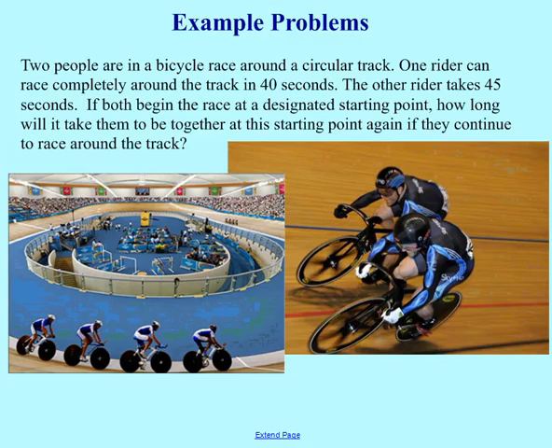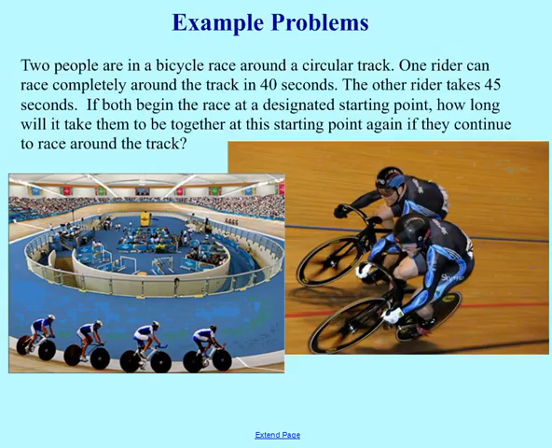All right, let's look at our second example. 2 people are in a bicycle race around a circular track. One rider can race completely around the track in 40 seconds. The other rider takes 45 seconds. If both begin the race at a designated starting point, how long will it take them to be together at this starting point again if they continue to race around the track?